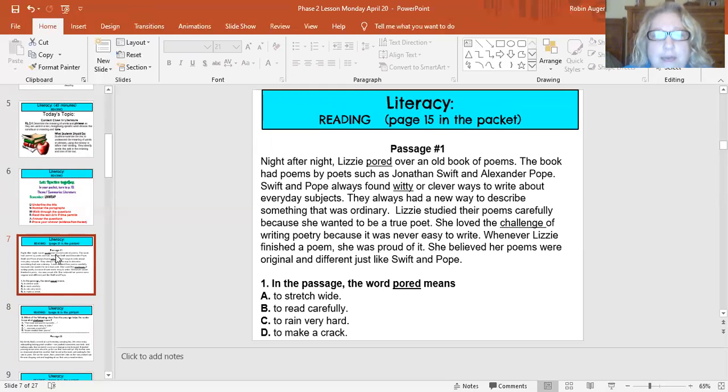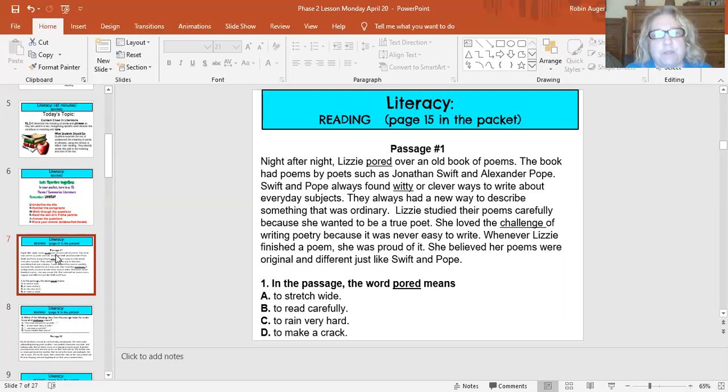Okay, night after night, Lizzie pored over an old book of poems. The book had poems by poets such as Jonathan Swift and Alexander Pope. Swift and Pope always found witty or clever ways to write about everyday subjects. They always had a new way to describe something that was ordinary. Lizzie studied their poems carefully because she wanted to be a true poet. She loved the challenge of writing poetry because it was never easy to write. Whenever Lizzie finished a poem, she was proud of it. She believed her poems were original and different, just like Swift and Pope.